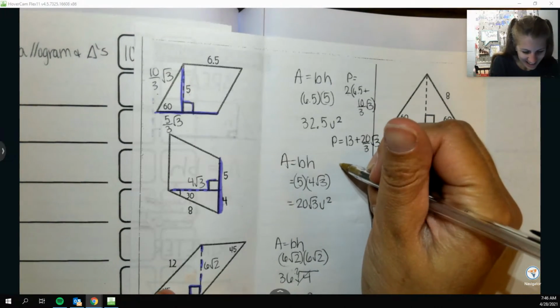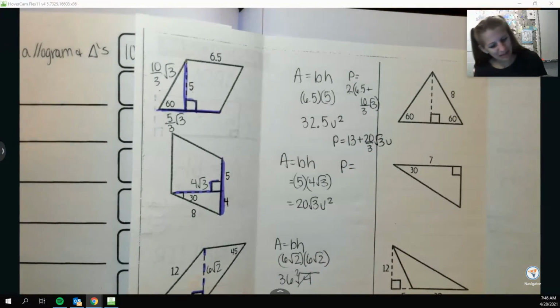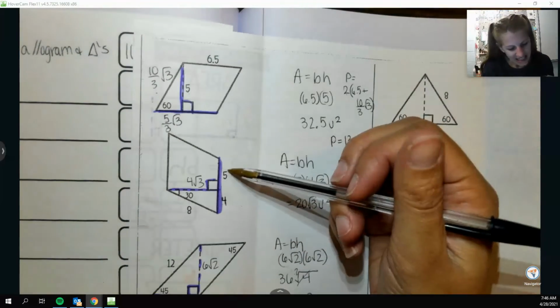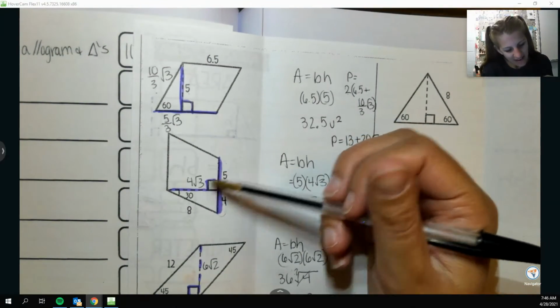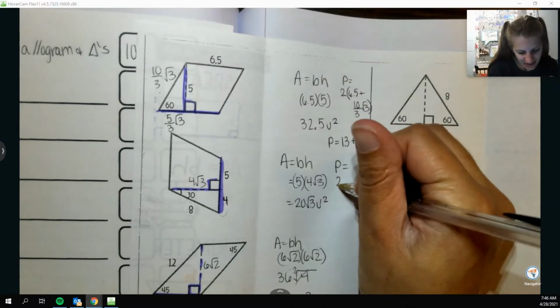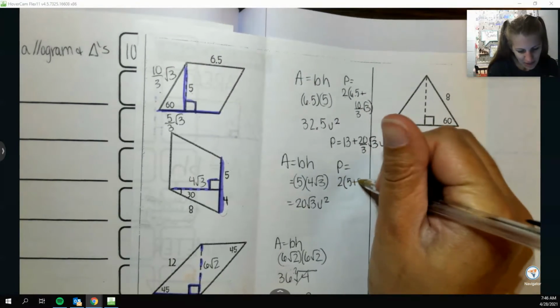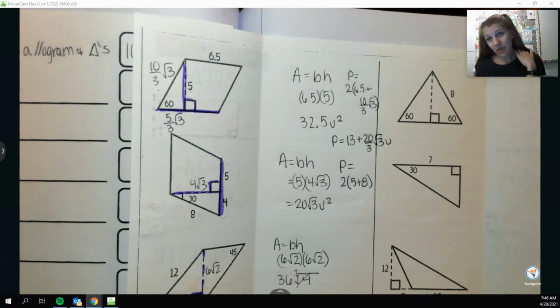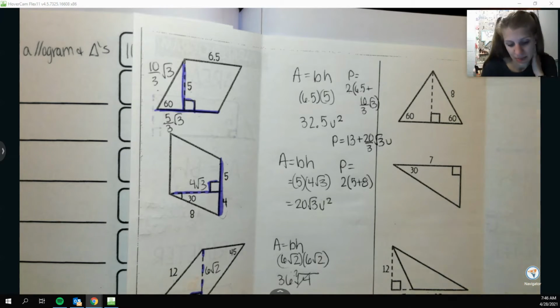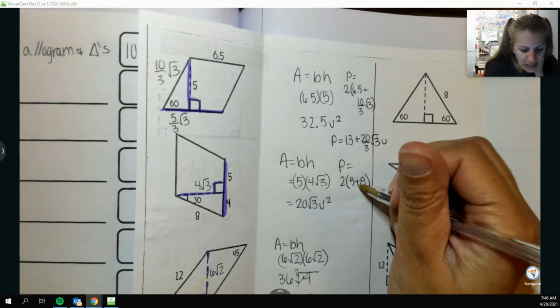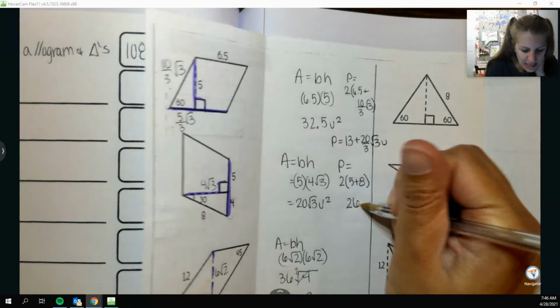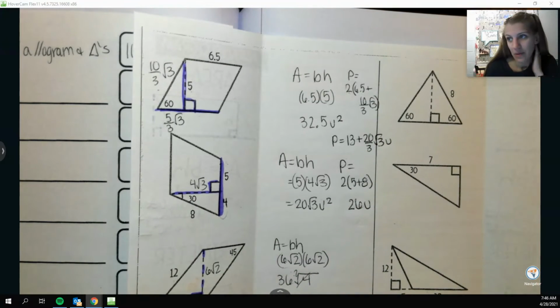Sorry. All right, looking at the next one, hopefully this perimeter is a little bit easier. Oh yeah, it totally is. Because they tell me that this side is 5 and that side is 8. So we're going to do 2 times 5 plus 8. And you can distribute it, but this time I can add what's in the parentheses. And 5 plus 8 is 13. Doubled is 26 units for the perimeter.